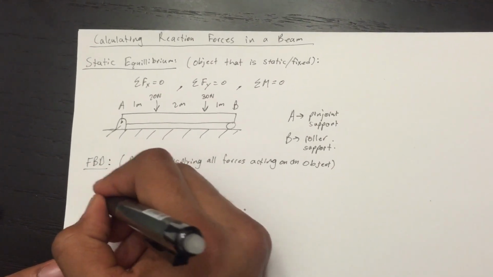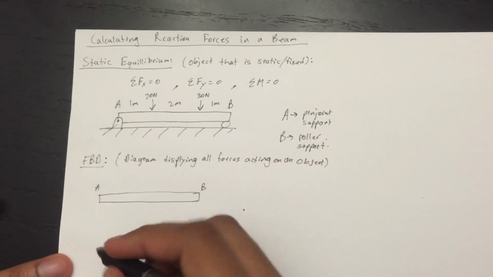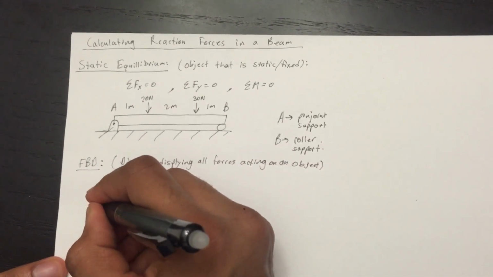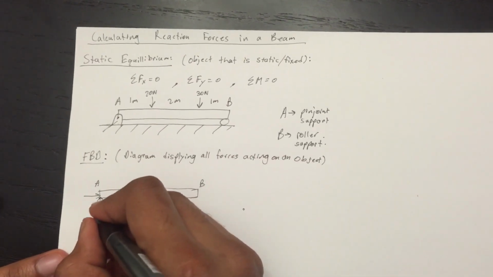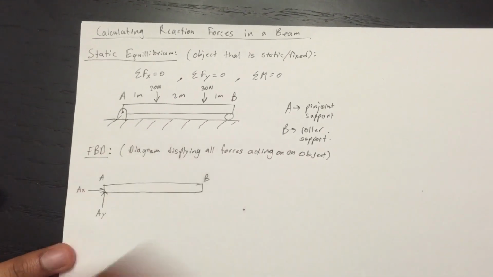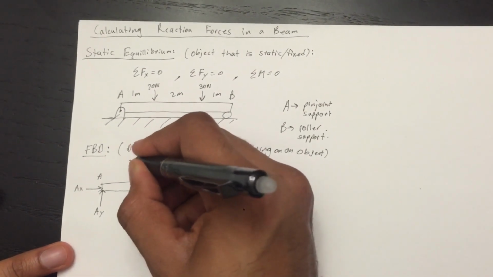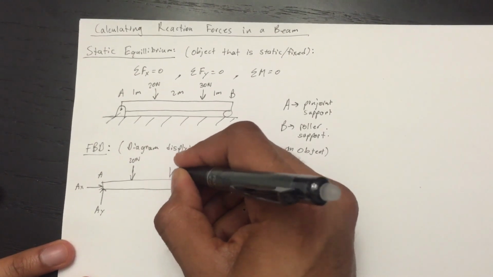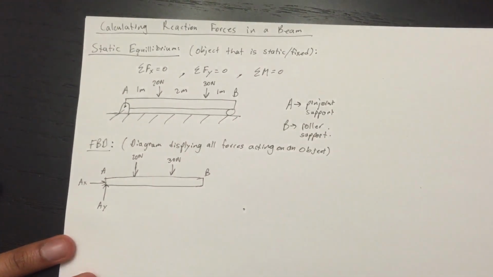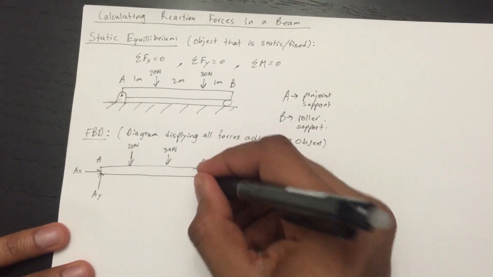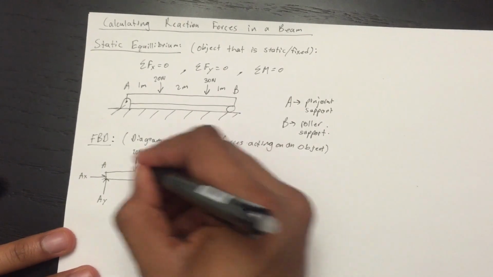Okay, we have A and we have B. So, at A, it's a pin joint, so we know that there's going to be a force in the y direction and the x direction. We'll call these AY, AX. We know there's 20 newtons over here. We know there's 30 newtons over here. And B is a roller, that's why there's only going to be a vertical force, BY. We know this is 1 meter, 2 meters, 1 meter.